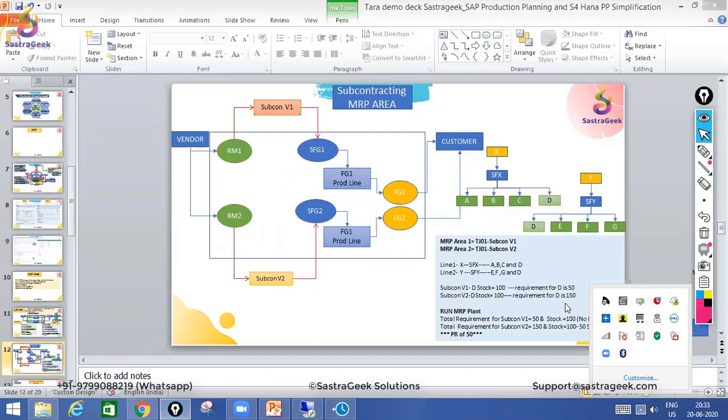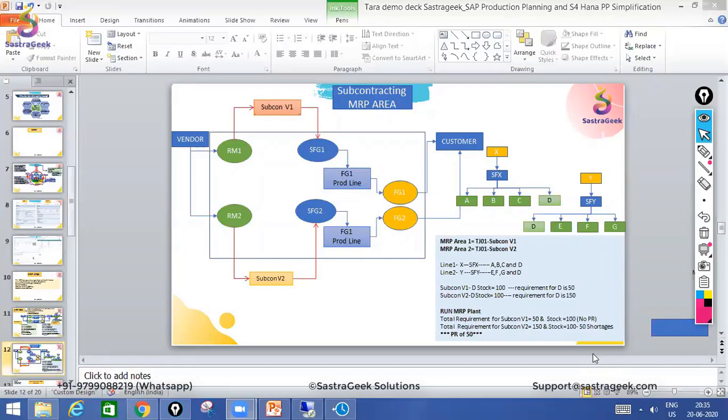So in plant MRP, system will consider this vendor stock or not? My second question is, can we combine both together? The question was, if I'm having a stock available at subcontractor and I'm running my MRP at a plant level, then whether system will consider that subcontractor stock, if you haven't created a subcontractor MRP area in the system.